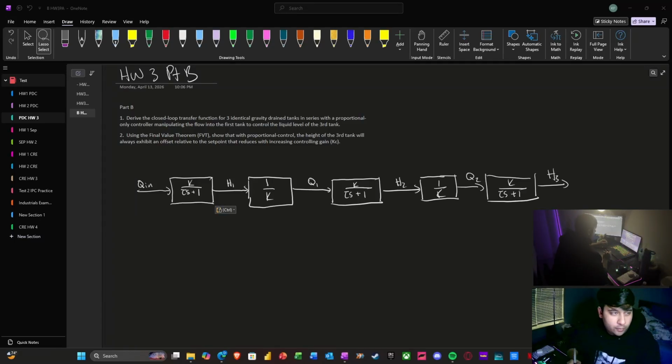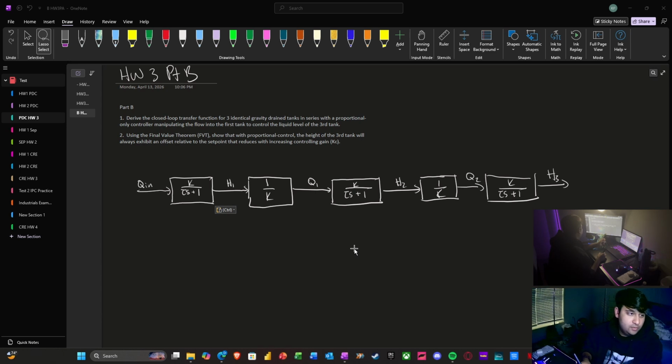This is homework 3, part B of process dynamics and control. Today we're going to be deriving the closed loop transfer function for 3 identical gravity drain tanks. I've already got the diagram pre-made for the sake of time. We're going to utilize this with a proportional only controller manipulating the flow into the first tank to control the liquid level of the third tank.